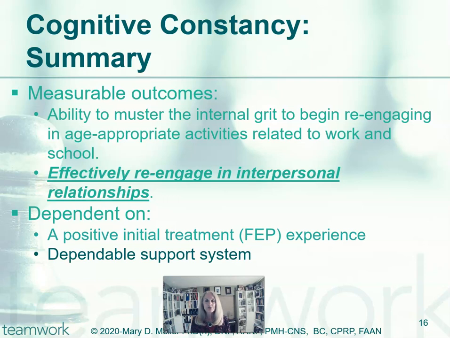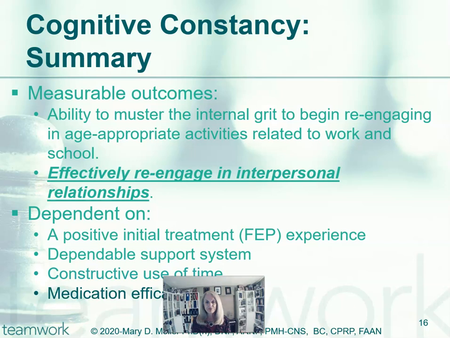They need a dependable support system. Oftentimes, families have burned out. Or if you got them early, you can get families that can really engage. So it's super important to have a support system. They need to be able to have constructive use of their time. And medications need to be efficacious. But now that's down at number 4. Whereas the last 2 phases, they were pretty dependent on, do we have meds that work? This is 1 to 3 years.